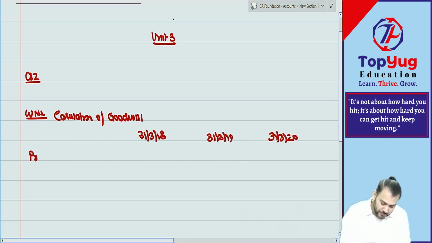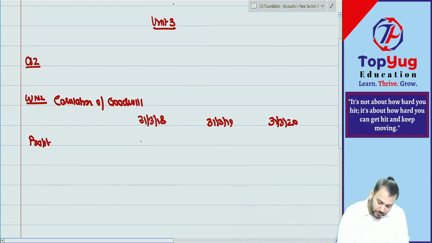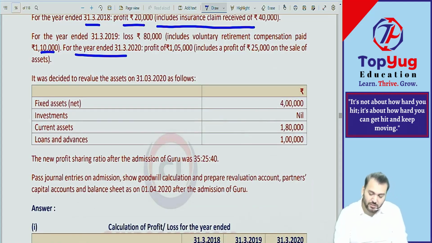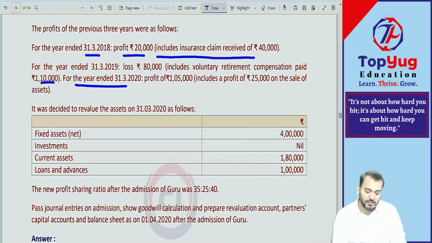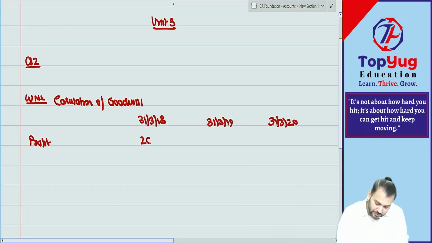Can you see me? Profit. First, how much? Loss 20,000. Someone is saying 20,000, someone is saying 80,000. In the first year there is a profit of 20,000 now. First 20,000. Why are you saying 80,000? 20,000 now. Then what, 80,000? Then what? 1 lakh 5,000 profit.